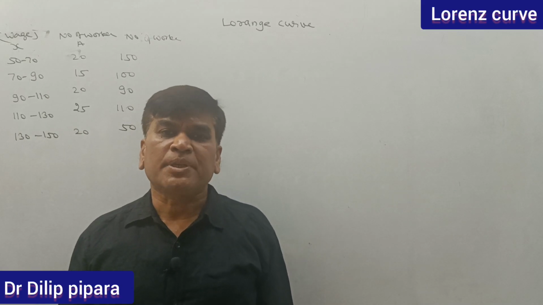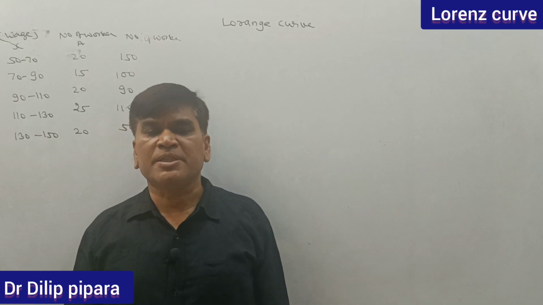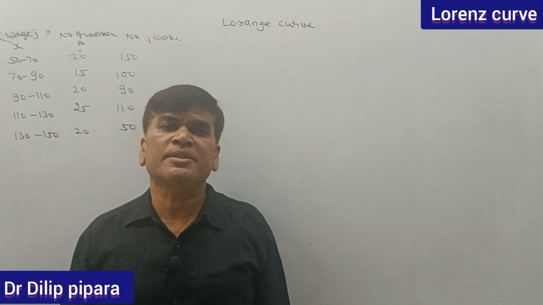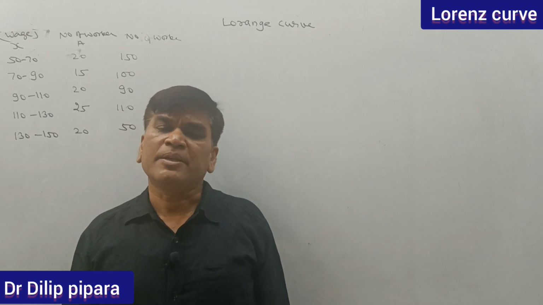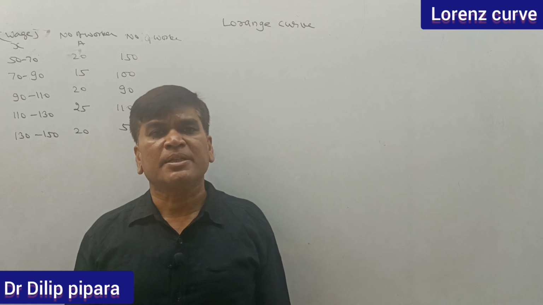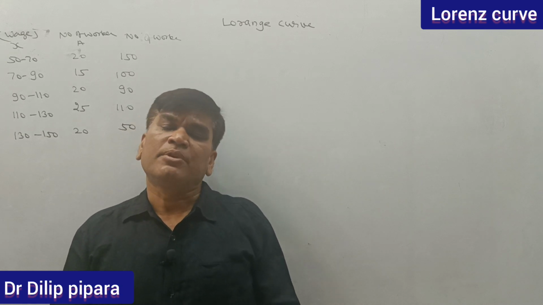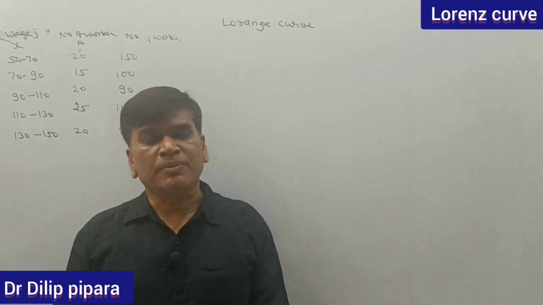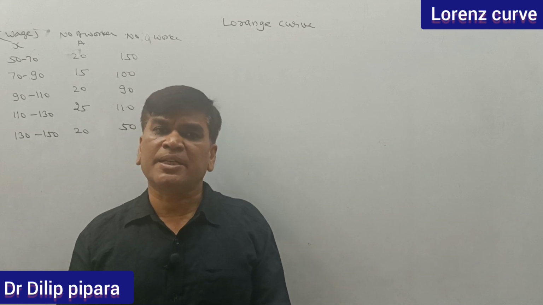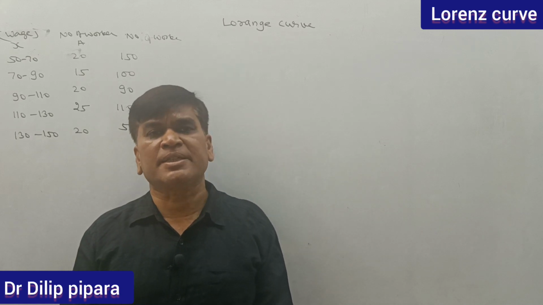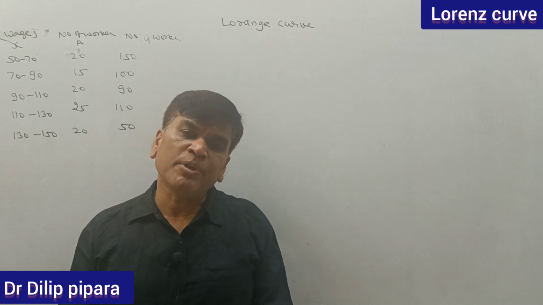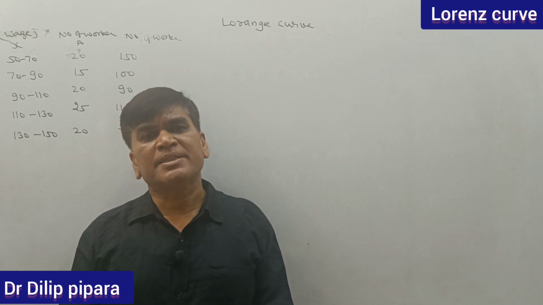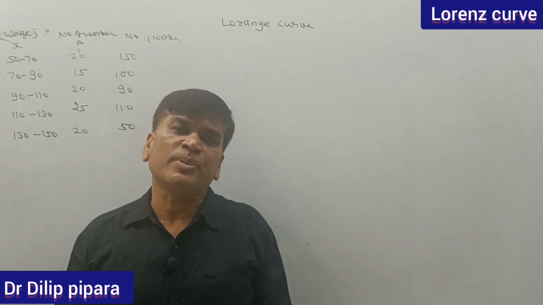From the dispersion chapter, in the previous video, we have discussed various measures of dispersion, like the quartile deviation method, then the mean deviation method and the standard deviation method. One more method of calculating dispersion is called the graphical method, given by Lorenz. The name of this method is the Lorenz curve method.